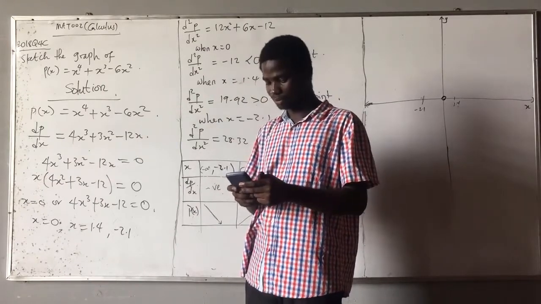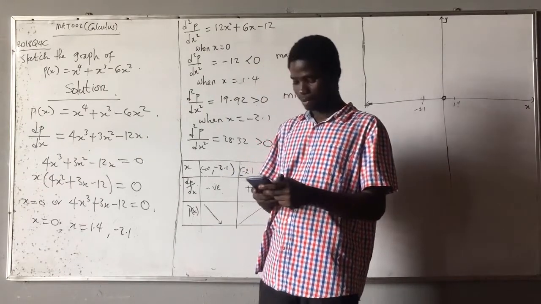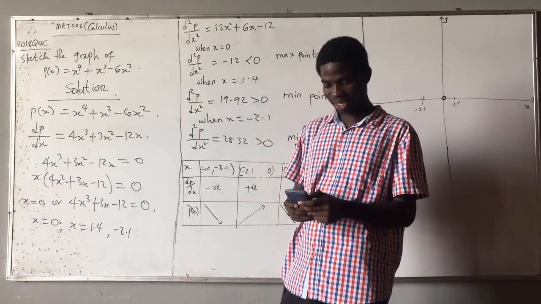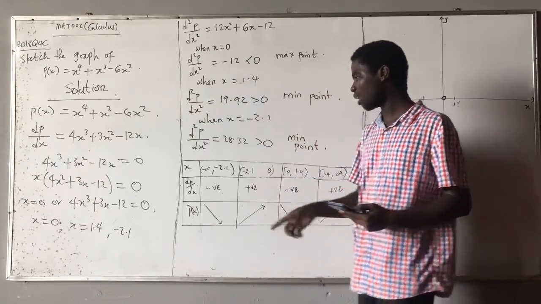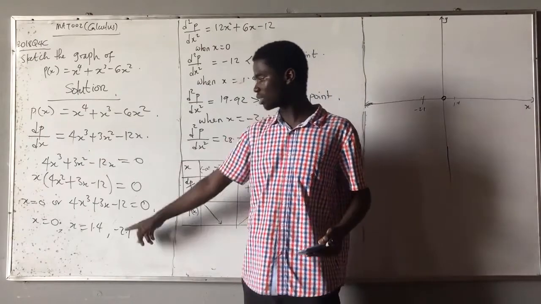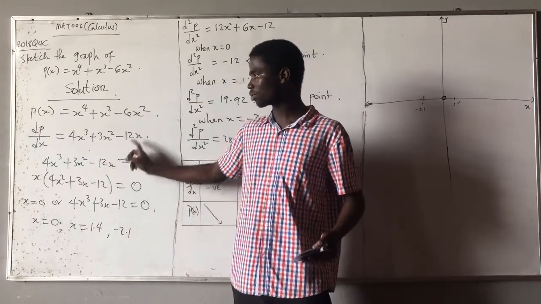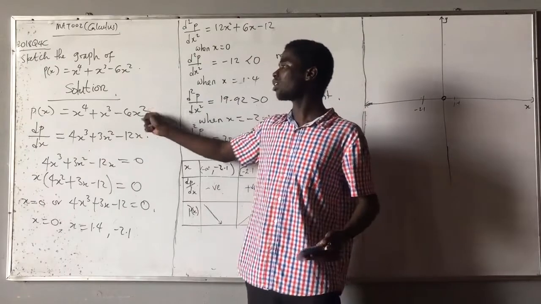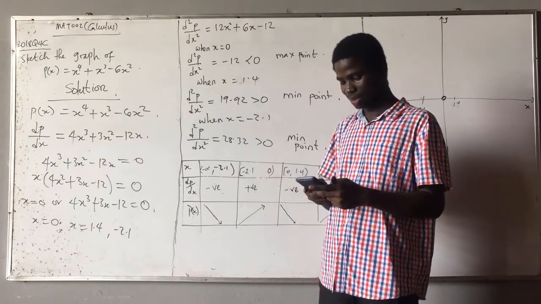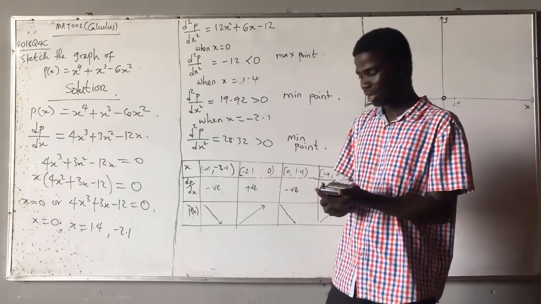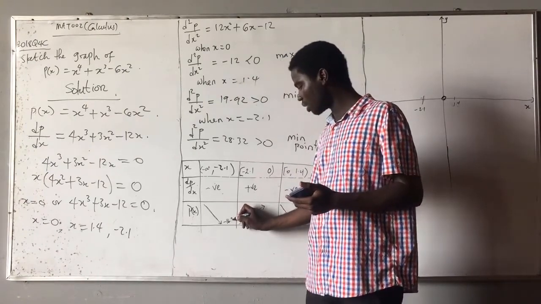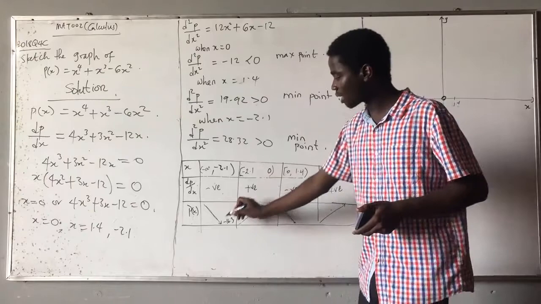P of x is x raised to power 4, plus x raised to power 3, minus 6x squared. Now, at point minus 2.1, if you put minus 2.1, you know that's the answer we got when we found the solution to this. You are supposed to get 0, but put it in P of x. In P of x, put minus 2.1 there. The answer is minus 16.3 approximately, I'm working with approximate values.